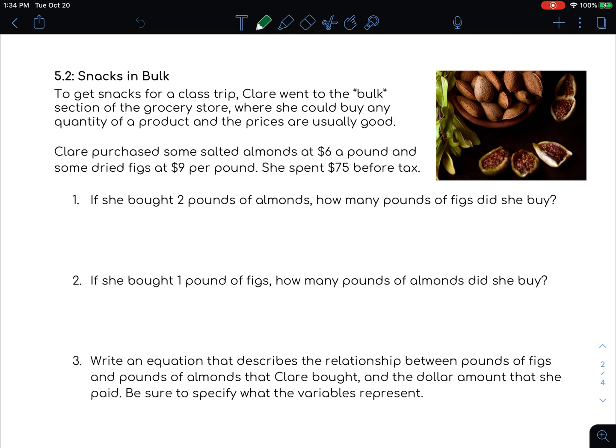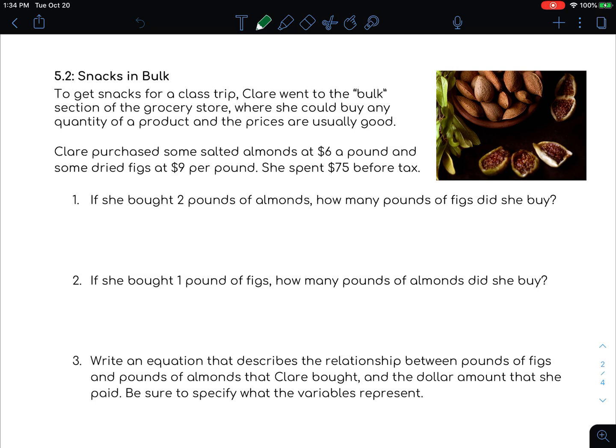To get snacks for a class trip, Claire went to the bulk section of the grocery store where she could buy any quantity of a product, and the prices are usually good. Claire purchased some salted almonds at $6 a pound and some dried figs at $9 per pound. She spent $75 before tax. Question 1. If she bought 2 pounds of almonds, how many pounds of figs did she buy?